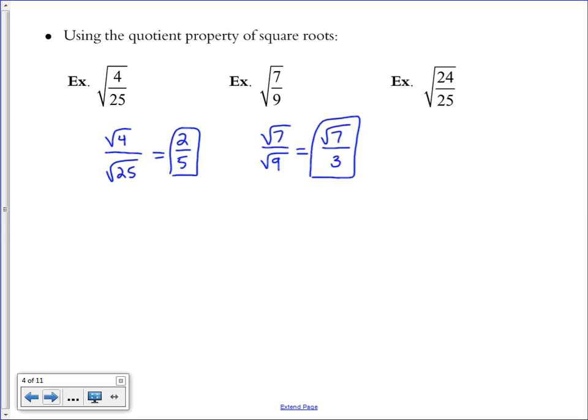And then in this example here, just remember that sometimes you have to apply the previous rule with this rule. The denominator becomes a 5, but the numerator, we have to simplify the root 24 by breaking it into 4 and 6. And then, of course, the square root of 4 is 2, and that's as simple as this one gets.